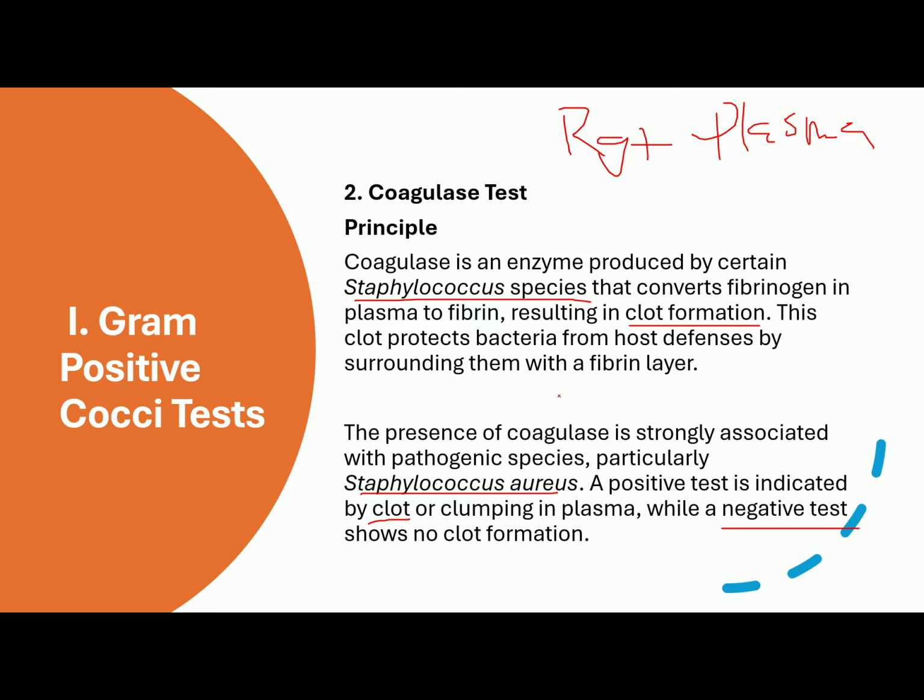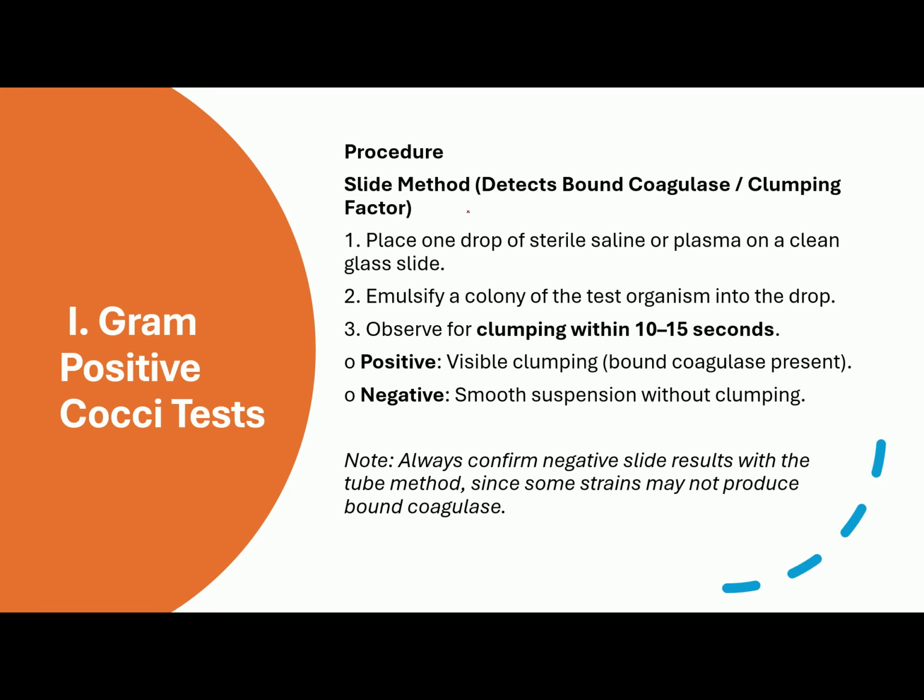So to further explain, let's go to the procedure. There are two methods here, the slide method and the tube method. Now take note, class, the slide method is known to detect bound coagulase, also known as the clumping factor. So here's what you're going to do. Place 1 drop of sterile saline or plasma on a clean glass slide. Emulsify a colony of the test organism into the drop. Then observe for clumping within 10 seconds.